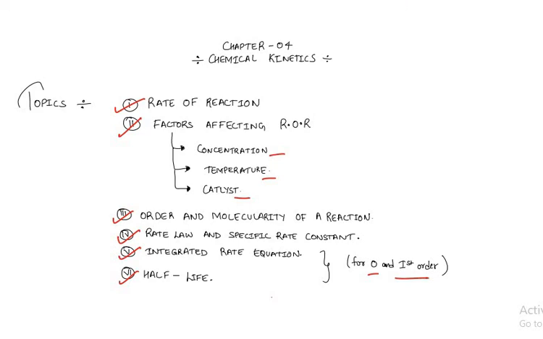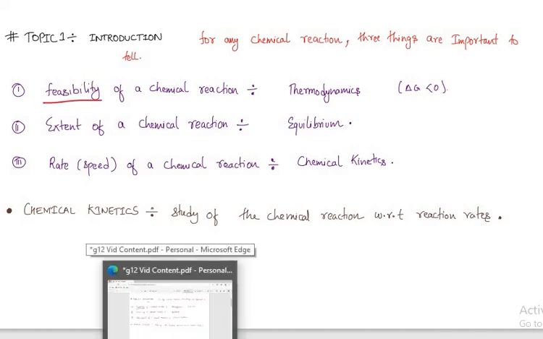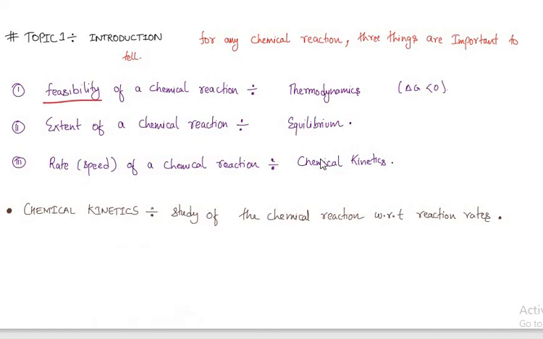So let's get started. For any chemical reaction, we have to check 3 points. The first point is feasibility of reaction, whether the reaction is going to happen or not. We can check the feasibility of a reaction by thermodynamics. If the delta G value is less than 0, means negative, then the reaction is feasible, the reaction will happen.